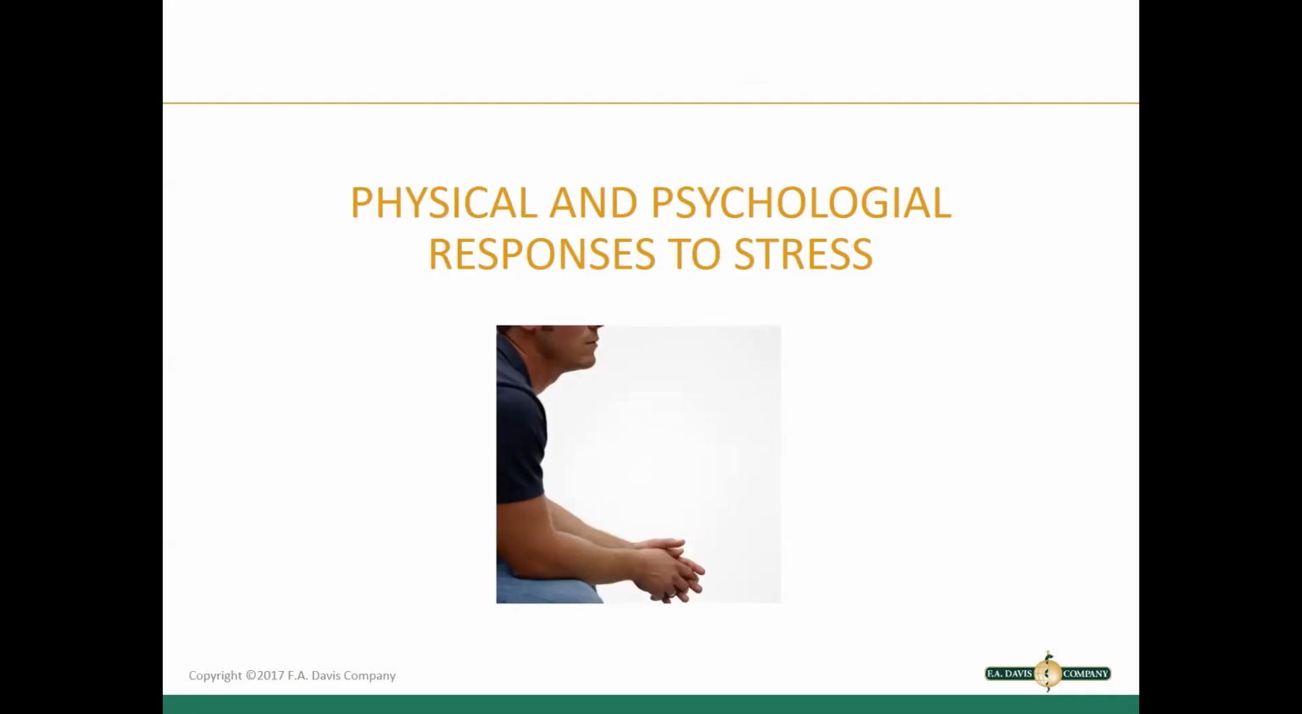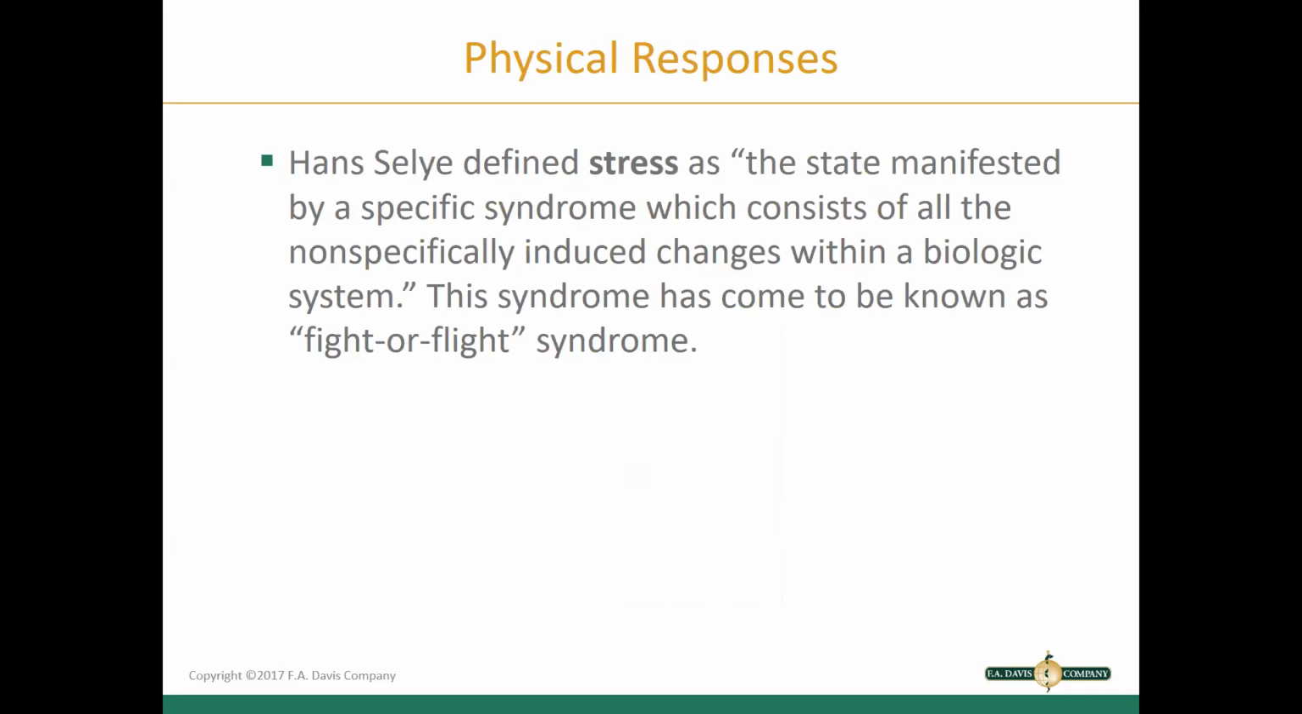So let's look at our physical and psychological responses to stress. Now that we know what mental illness is, we're going to move into stress. Hans Selye defines stress as the state manifested by a specific syndrome, which consists of all the nonspecifically induced changes within a biological system. So in a nutshell, the fight or flight syndrome, which you are very familiar with from pharmacology. We get our sympathetic nervous system jumping right on, sympathetic and parasympathetic. So it's our fight or flight syndrome.